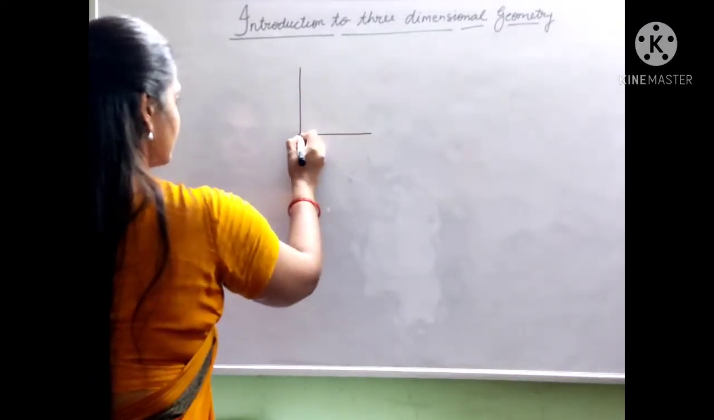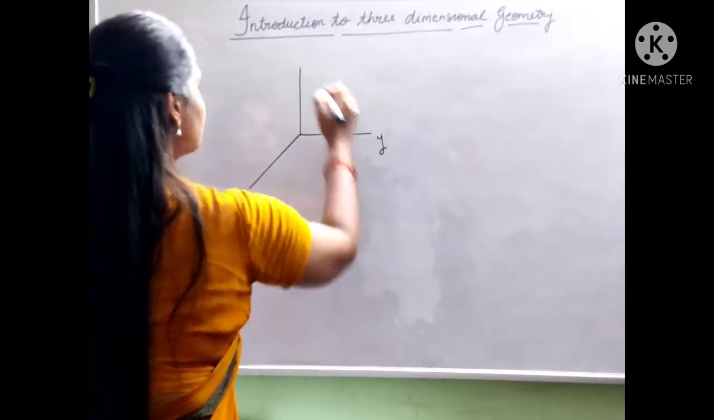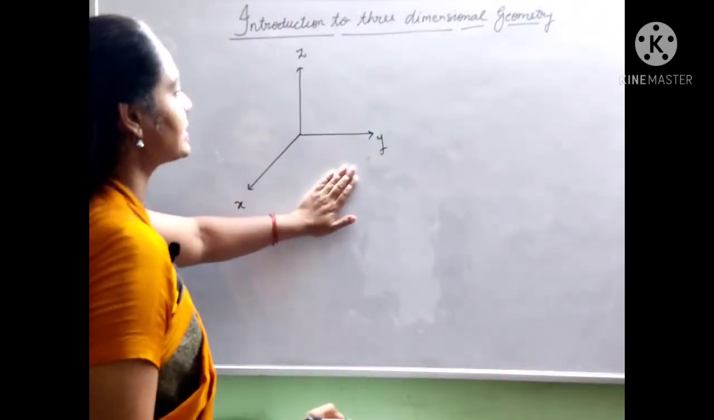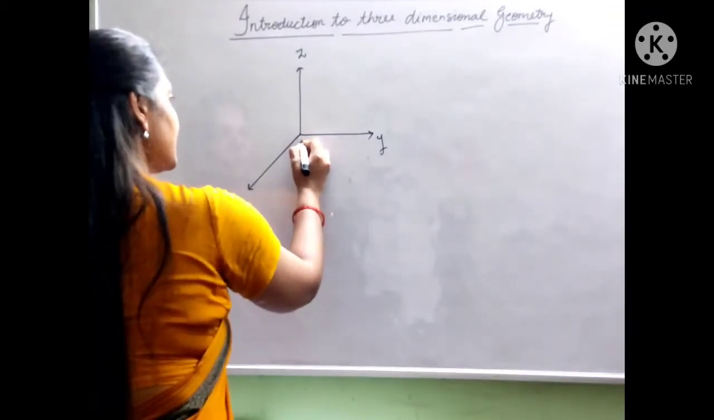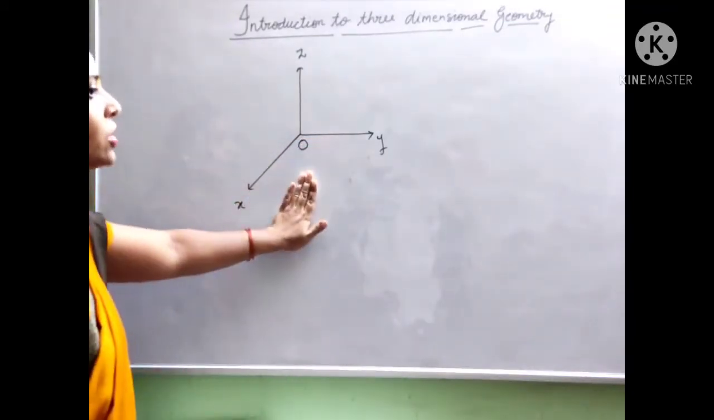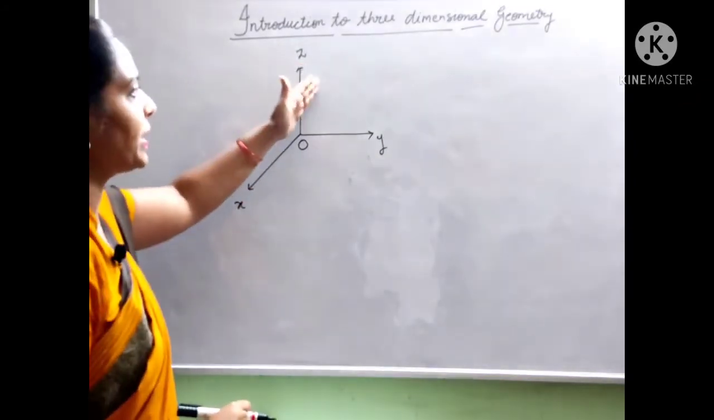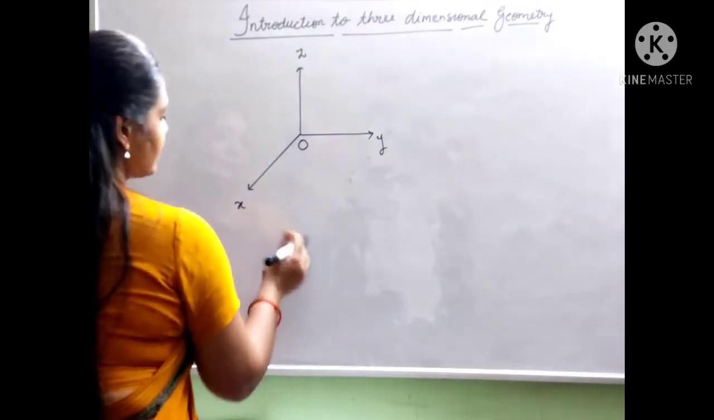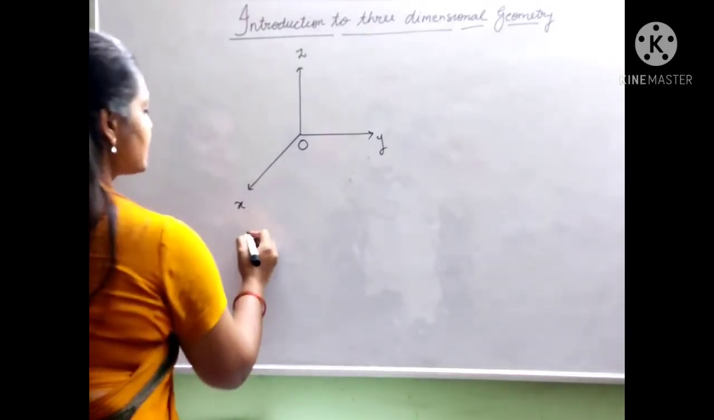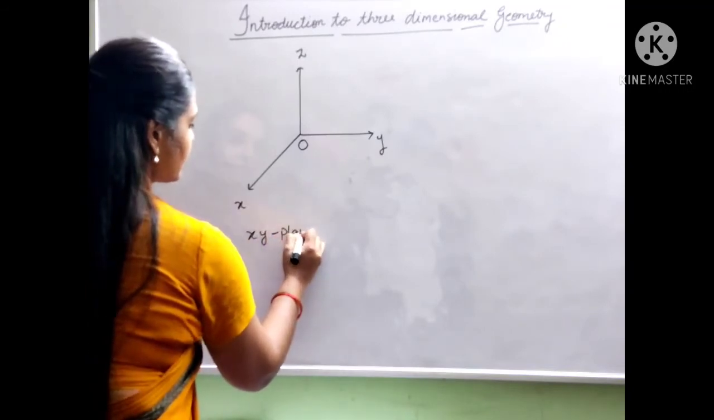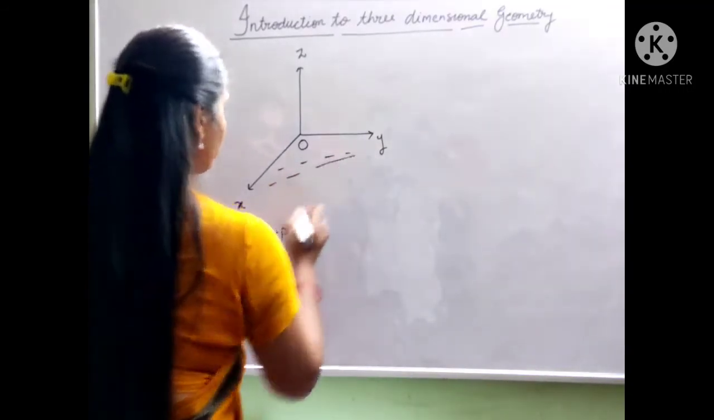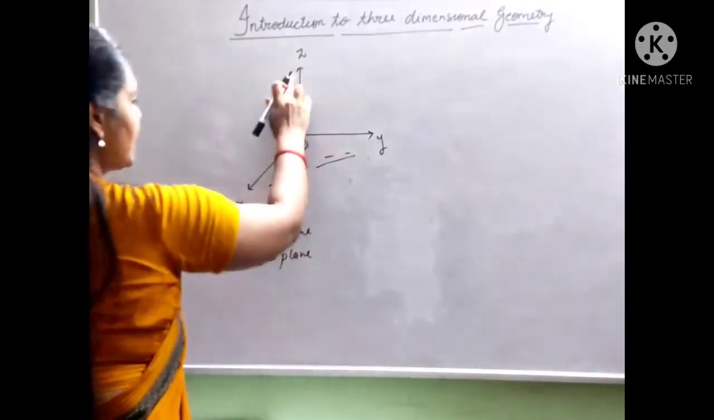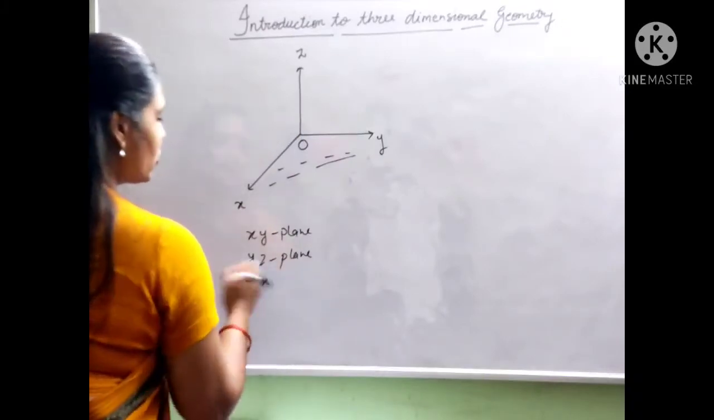And this is the representation of three-dimensional space on the board. These are the three coordinate axes, which are mutually perpendicular and intersect at a point O, called the origin, and these divide the space into 8 octants and 3 planes. What are the 3 planes? This plane is called the XY plane. This one is called the YZ plane, and this one is called the ZX plane or XZ plane.